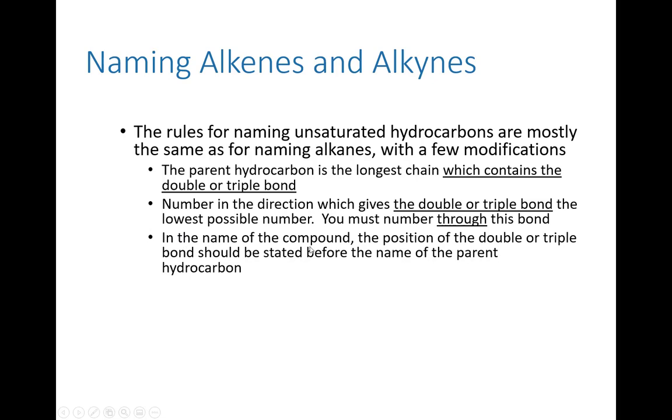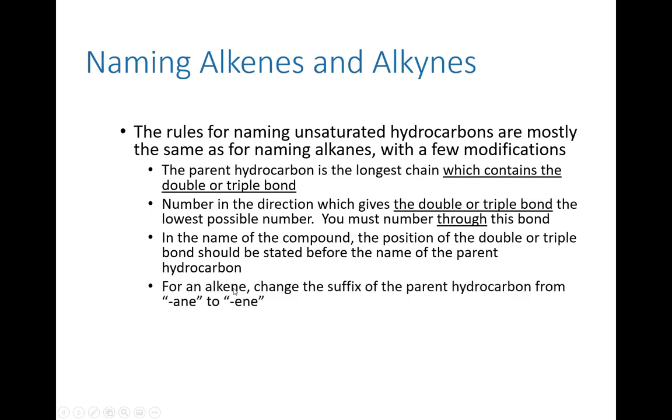When we name the compound, we have to specify the position of the double or the triple bond, and we state that before the name of the parent hydrocarbon. So for example, if we have hexane, and let's say instead that we have a double bond between carbon 2 and 3, that's going to give us, as you'll see in a moment, hexene. The name of that will be 2-hexene. So, as I just mentioned, for an alkene, we change the ending of the parent hydrocarbon from ane to ene.